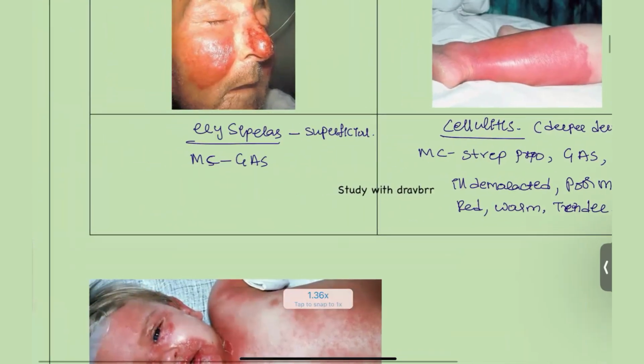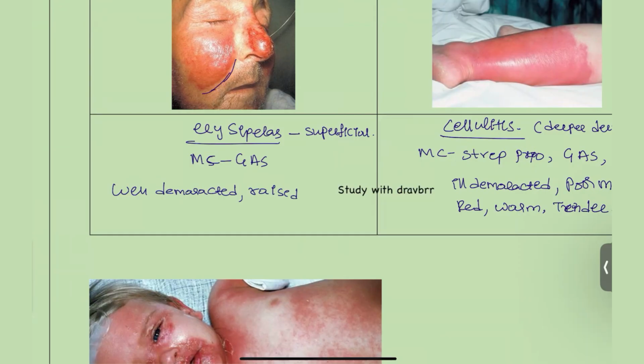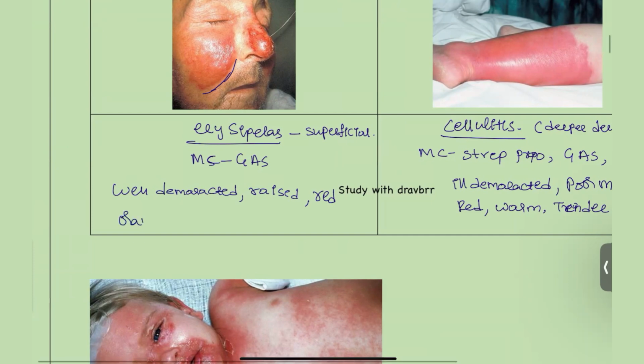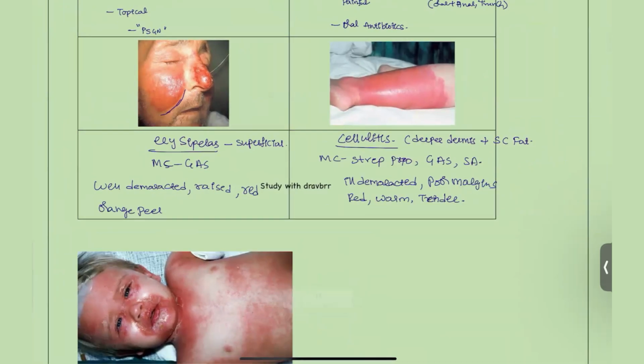Whereas in erysipelas, there will be well-demarcated lines. The borders will be well demarcated and raised. You can see the swelling here; it is raised, and the erythema is also present. These patients are less likely to have tenderness. Here you can see it clearly looks like an orange peel appearance. It can be complicated and can rarely lead to necrotizing fasciitis. Most commonly it involves the face, and it can involve the lower limbs and the limbs.